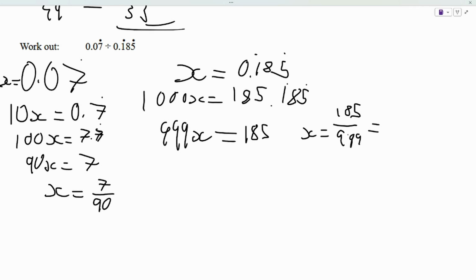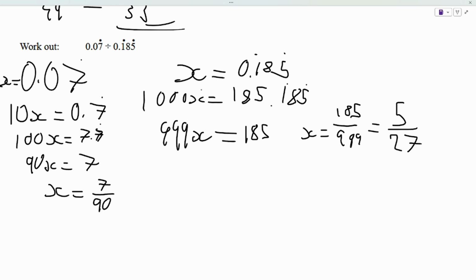I think they're both in the 27 times table. I know 185 is. 27 goes into 185 5 times. And 27 squared is 999 actually. We can do that. So 5 over 27 it simplifies to.